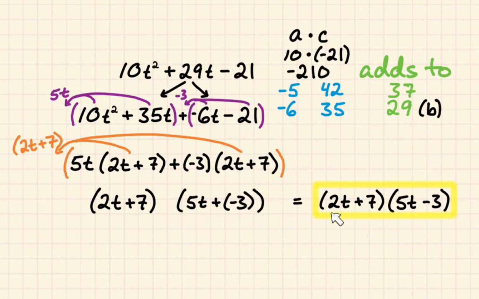I can check my work. 2t times 5t does give me 10t squared. And then to get the center, 2t times negative 3 gives me negative 6t. And 7 times 5t gives me 35t. I'm going to end up with this trinomial.